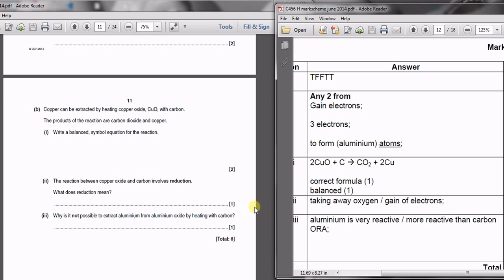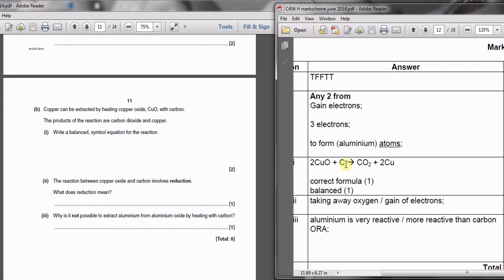Part B tells you that copper can be extracted by heating copper oxide with carbon. It tells you that the products are carbon dioxide and copper. It asks you to write a balanced symbol equation. So you start with the copper oxide and you react it with carbon. You make carbon dioxide and copper.